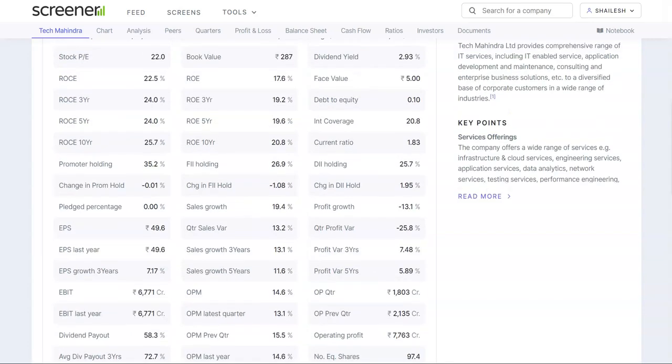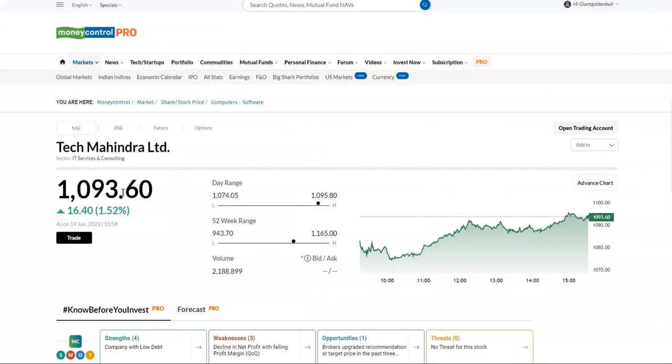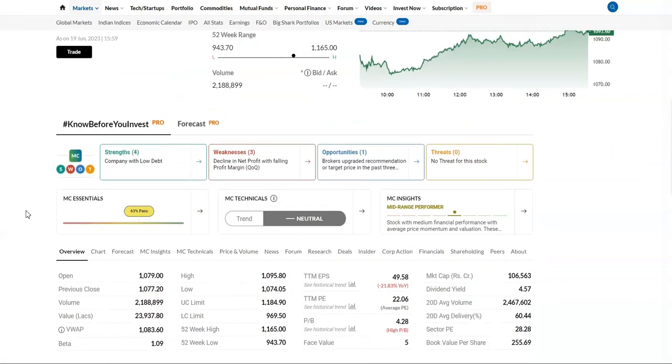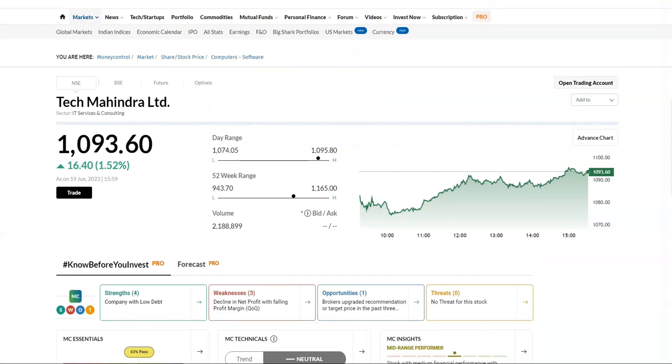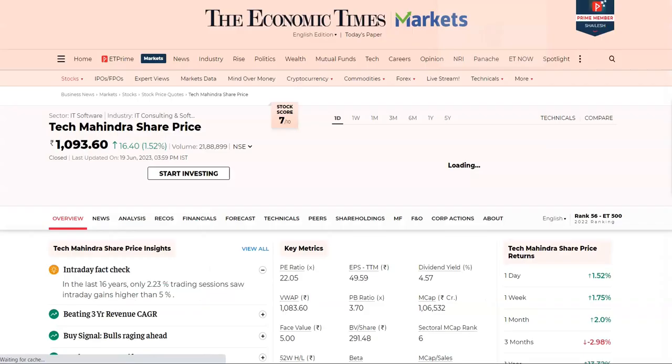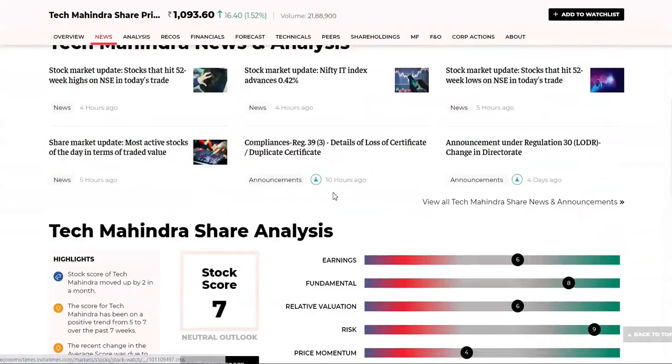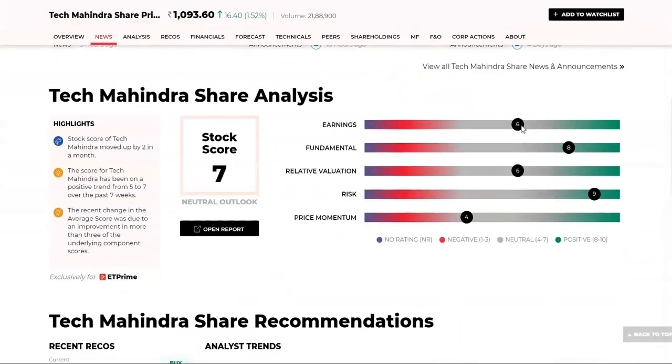Now let's move on to the beta for this stock and we get to know the beta is 1.09, which is higher in comparison to the market. Now let's move on to the stock score. It is 7 out of 10. The earning is 6 out of 10. Fundamentals is 8 out of 10. The relative valuation is 6 out of 10, risk is 9 out of 10 and price momentum is 4 out of 10.